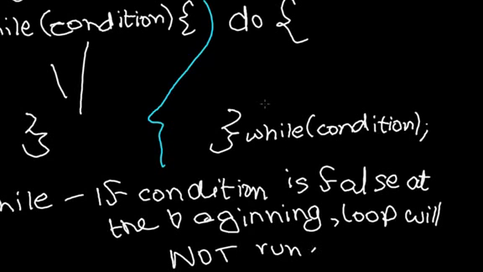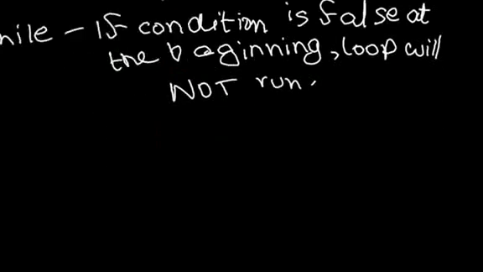But in a do while loop, even if the condition is false in the beginning, it will run once, and then it will see that the condition is false, and then it won't run a second time. So that's the difference between a while and a do while loop. Now let me get into some examples.